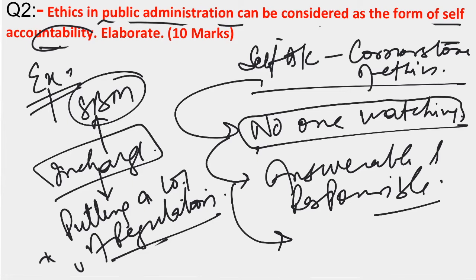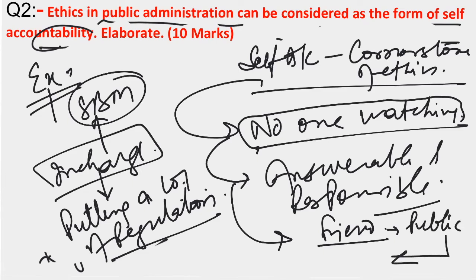Likewise, if you are dishonest with a friend, then the interest of the general public, in the case of a public servant, is also at risk. Matlab, whenever you are dishonest with the friend, you are dishonest with the public. And if you are dishonest with the public, then obviously it will be very easy for you to become dishonest with the friend. So these are the things which can be mentioned in this answer.